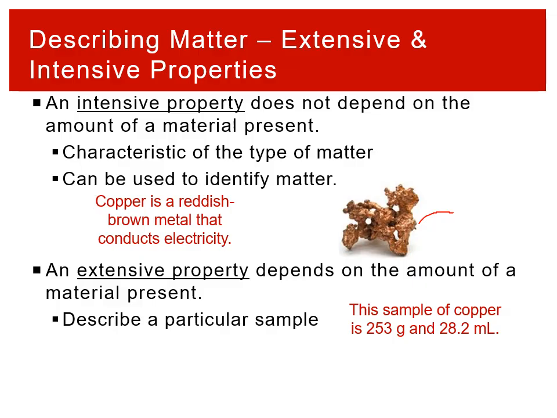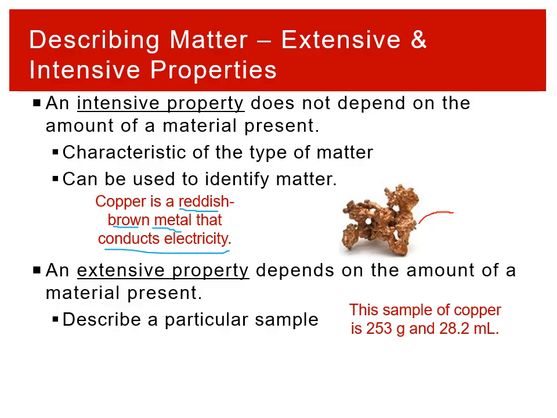It's a reddish brown. So that reddish brown color is intensive. The fact that it's a metal is intensive. And the fact that it conducts electricity is intensive. If you had more or less copper, all of those properties would still have the exact same value. So intensive properties are needed to identify matter, to give it a name.